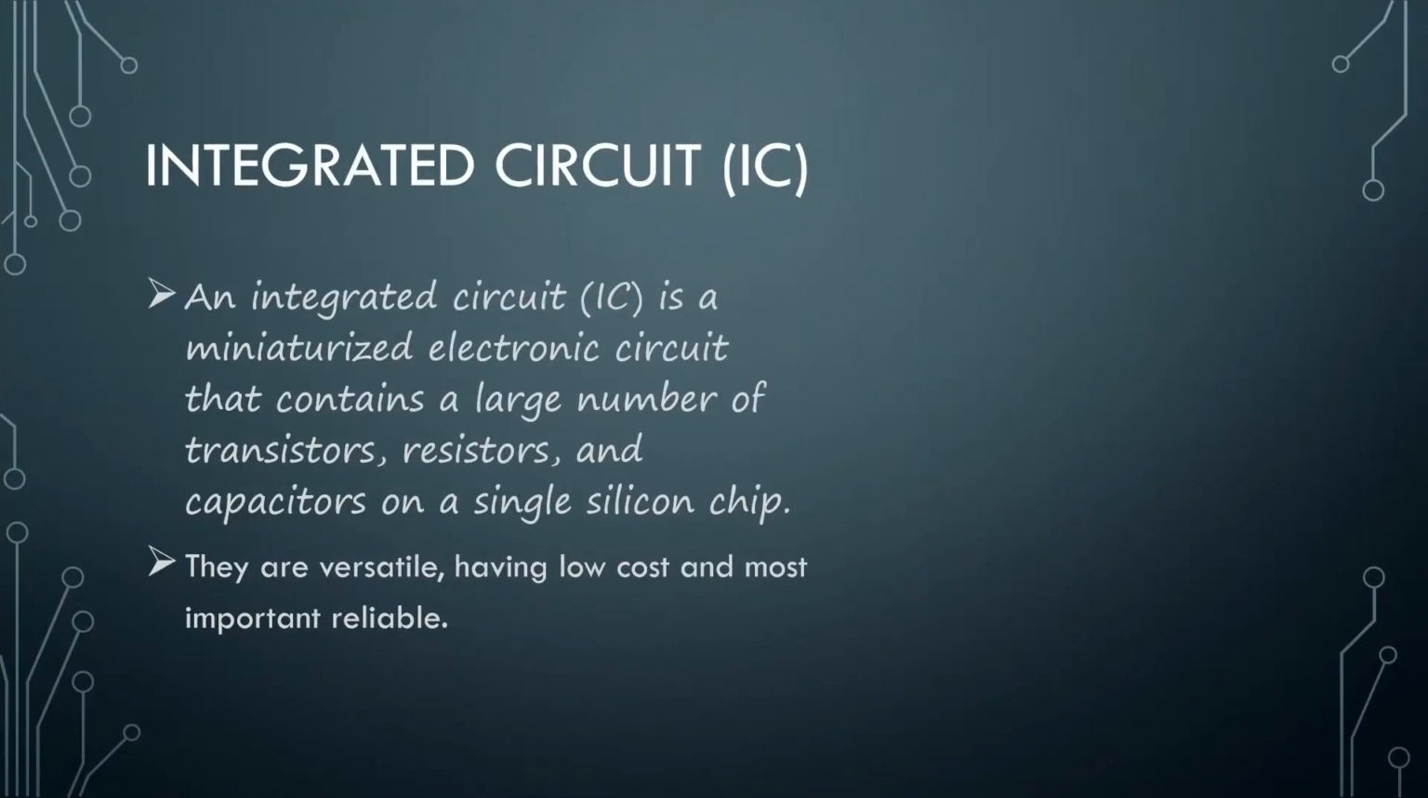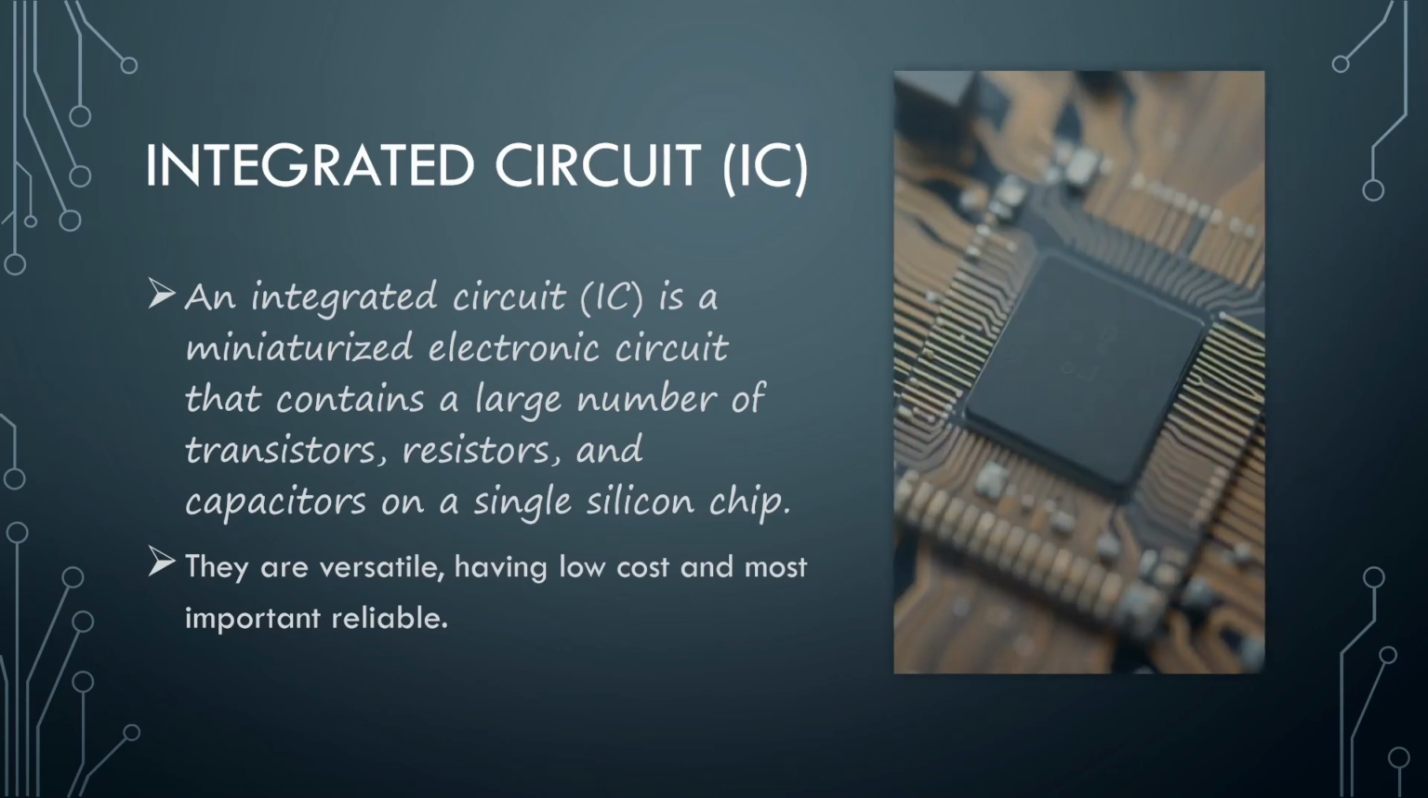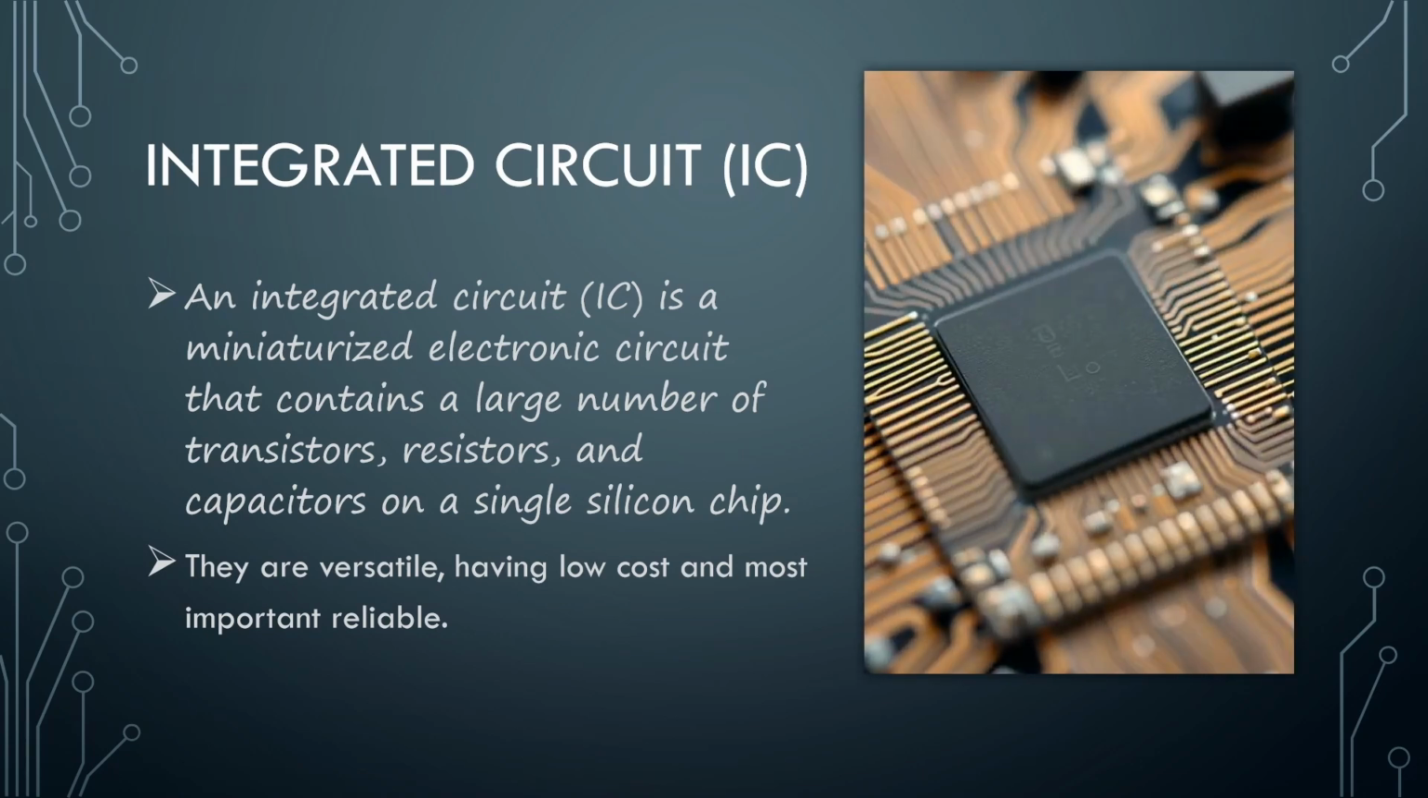ICs, also known as integrated circuits, are tiny electronic circuits that combine multiple components onto a single chip of semiconductor material. They perform various functions including amplification, signal processing, and computing. In 1958, the first IC was developed by Jack Kilby at Texas Instruments.